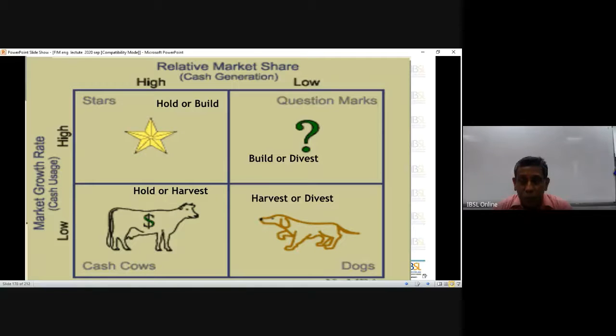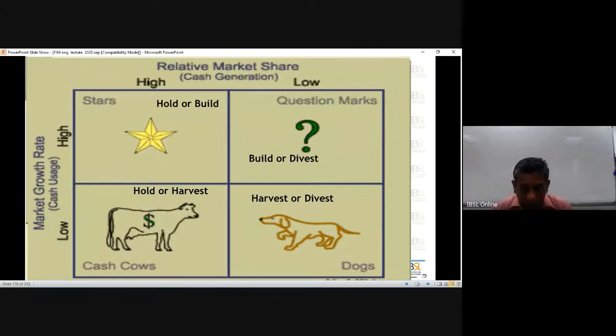But then you invest a lot of money to build up this brand, thereby we can convert them into stars and cows. That strategy we call the build strategy. If your product is in the question marks, or problem child as we sometimes call it, and you put a lot of investment into the product, you can convert it to stars and cash cow. The money generated from cash cow can be invested in question marks. So that is what we call the build strategy.